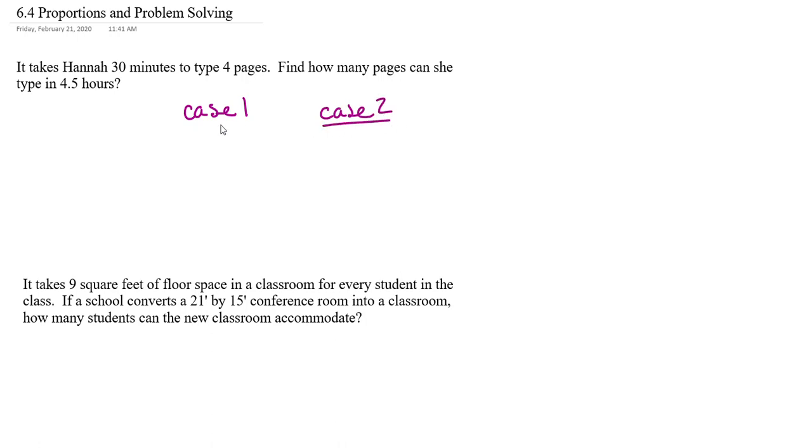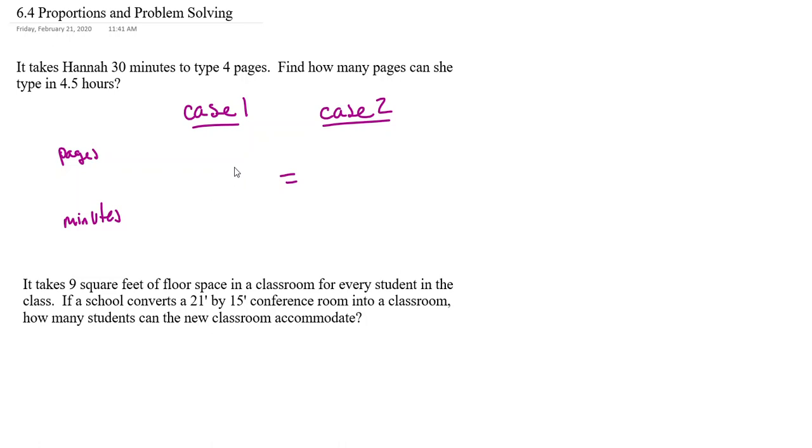And these two cases are going to be like identical situations. They're going to be equal to each other, and they're going to be ratios. So I need to figure out what's the top part of the ratio and what's the bottom part of the ratio. And so I'm going to write that down. In this case, it takes Hannah 30 minutes to type 4 pages. So we're saying there's a ratio of minutes to pages. So let's put pages on top, and then minutes on the bottom.